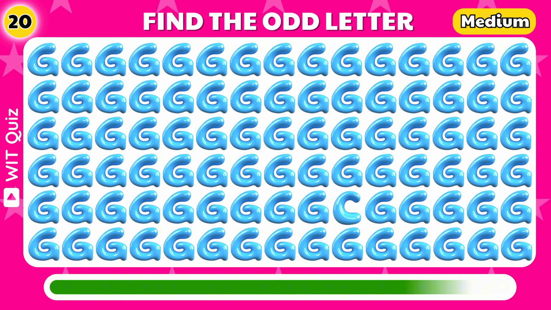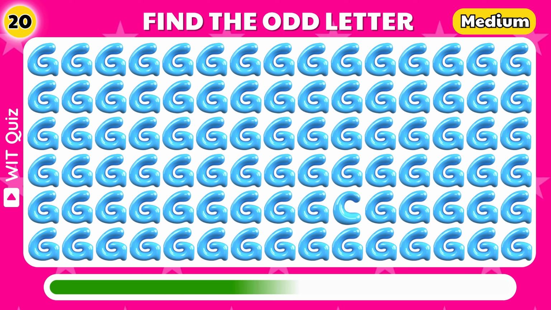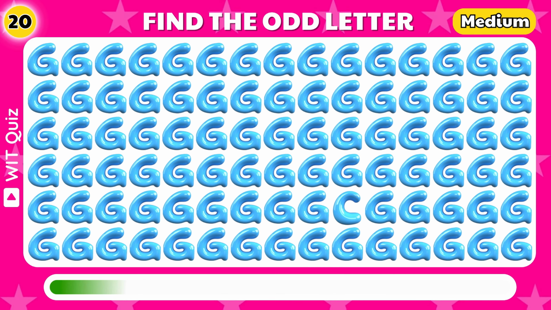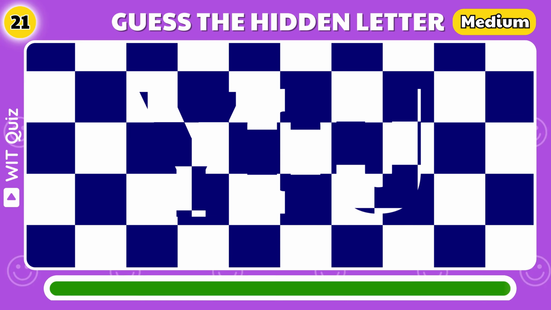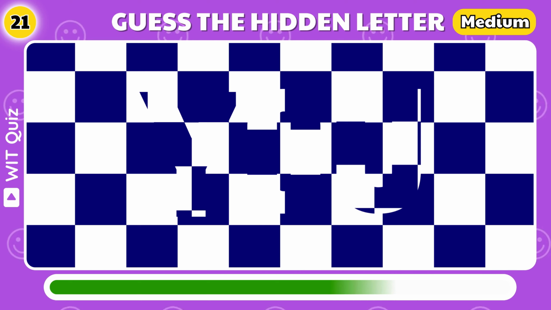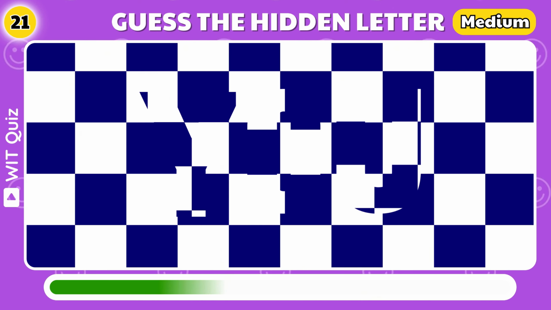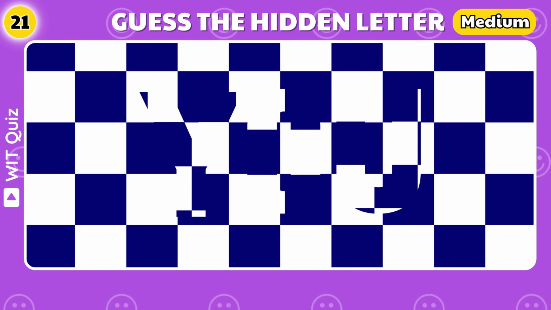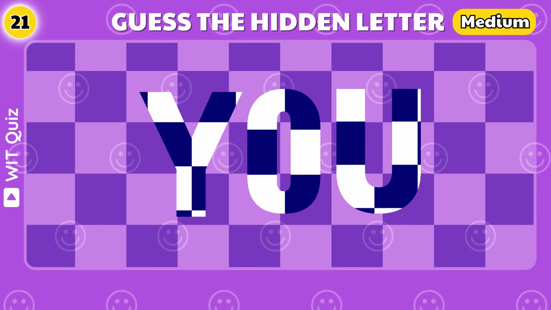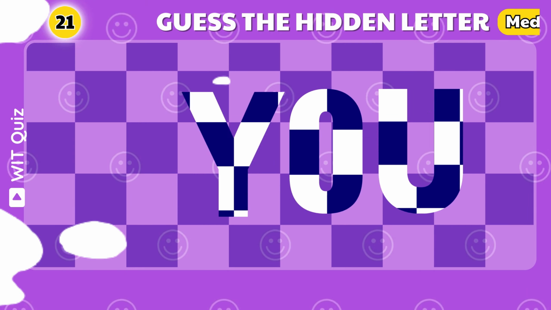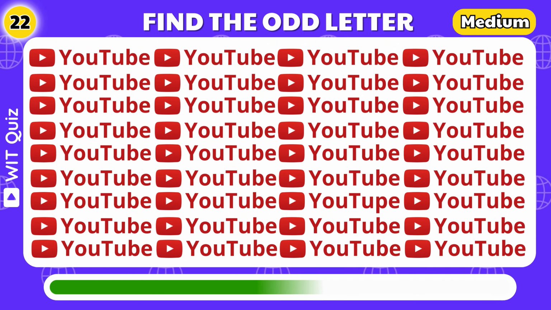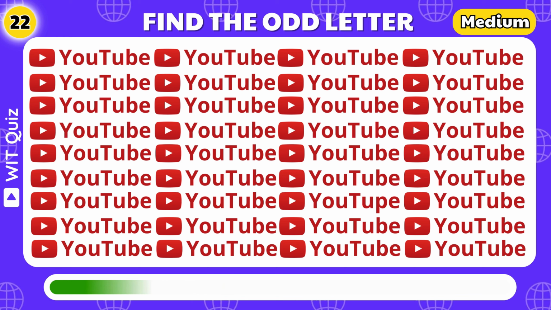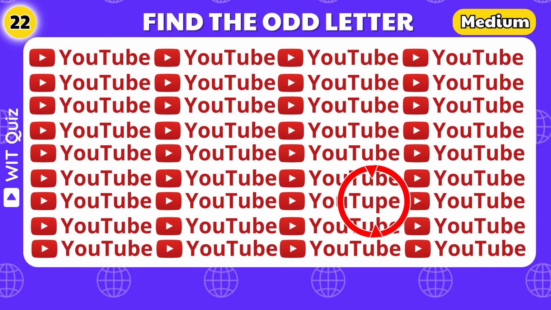Find the odd letter. It's right here. Guess the hidden letter. Great, there are Y, O, U. Find the odd letter. Congratulations.